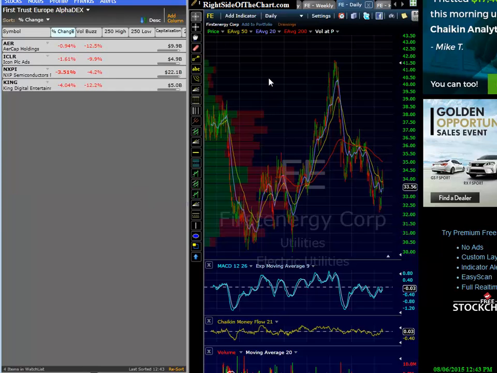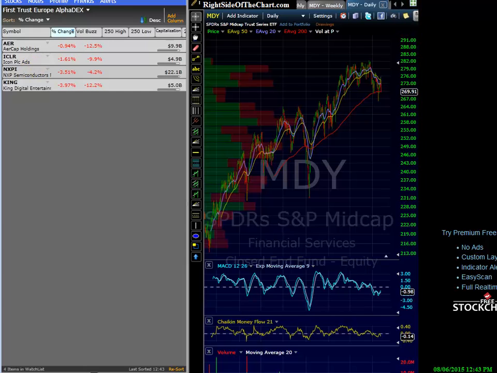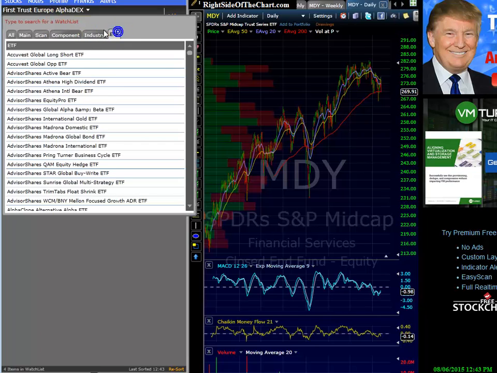But unlike TC2000, all I have to do is type it over here. If I did the MDY, which is the mid-cap index, it'll appear over here. If I wanted to look at the components of the MDY here, I have to actually type it in this field. I have to go to ETF and then type in not the symbol but the name, and then it'll pull up all the components. So you could take a look there at the internals.